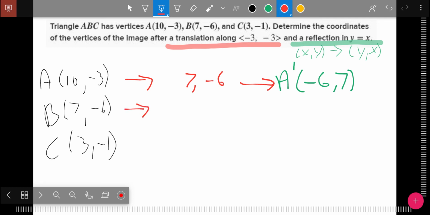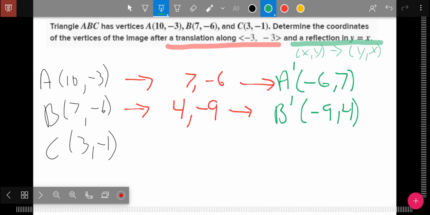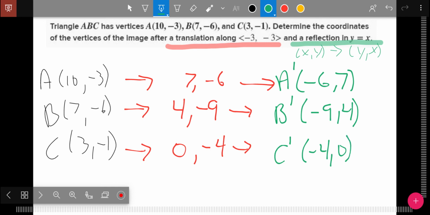B: 7 minus 3 is 4. Negative 6 minus 3 is negative 9. And so my new B is (-9, 4). And then for C, 3 minus 3 is 0. Negative 1 minus 3 is negative 4. And so my new C is (-4, 0). I did both the translation and then the reflection.